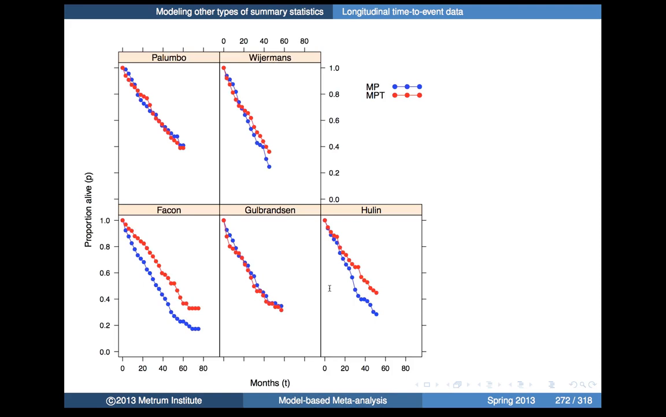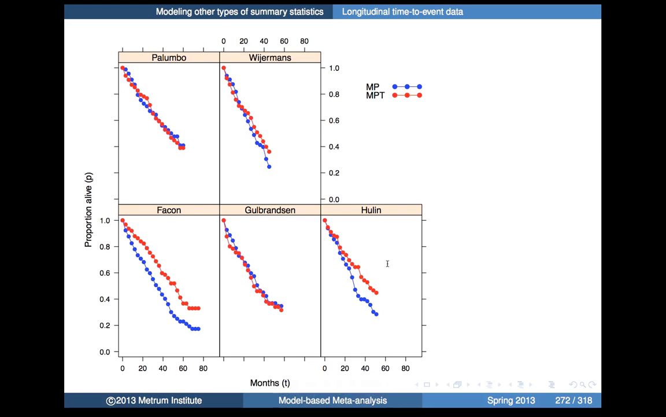So here's the data that they published in their paper. The red dots are the surviving fractions for the MPT group, and the blue dots are the surviving fractions for the MP group. I keep saying survival times, I mean surviving fractions. So we can see in some studies they seem to be pretty much the same, and in maybe 2 studies there seems to be a slight benefit of adding thalidomide to the MP regimen.